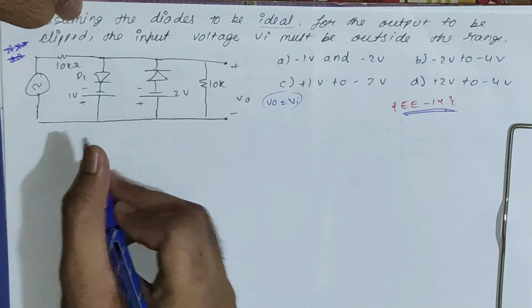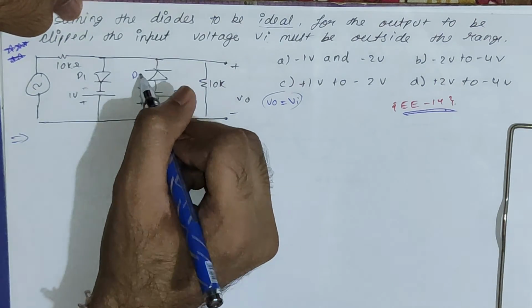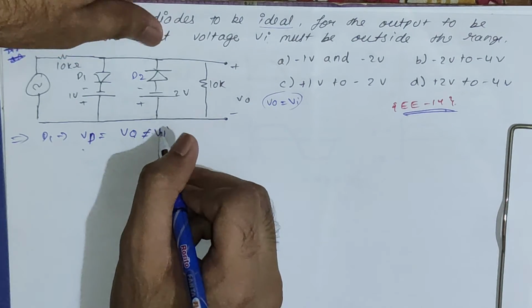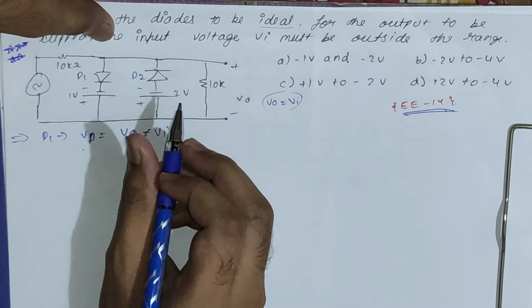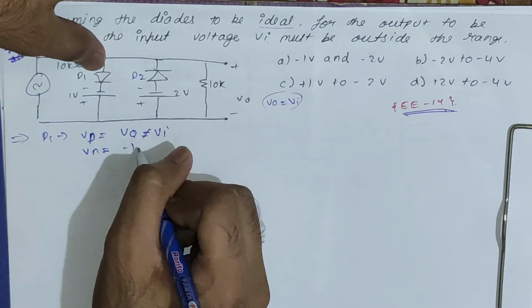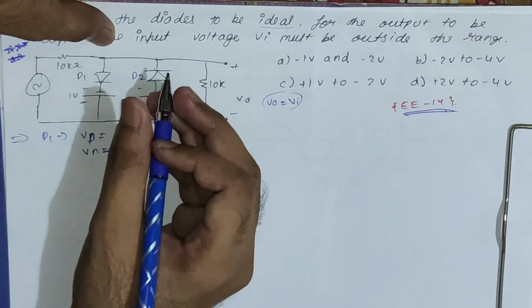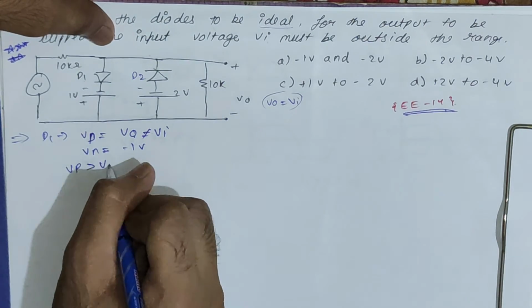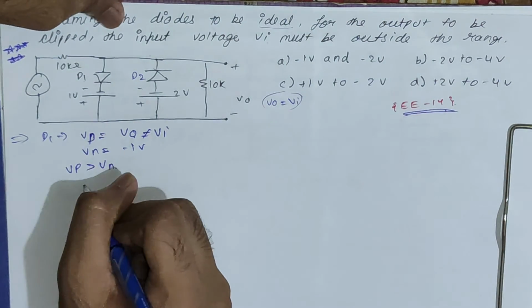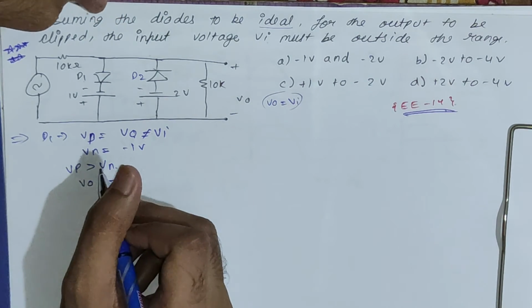We first have to check whether the diode is in on condition or off. This is D1, this is D2. For D1, Vp is equal to Vo, and Vo is not equal to Vi. I hope this is clear. And Vn is equal to minus 1 volt. So this is Vp and Vn for D1. For the on condition of D1, Vp should be greater than Vn, as we are comparing here with 0, because the diode is ideal. So Vo should be greater than minus 1 volt for this diode to be on.